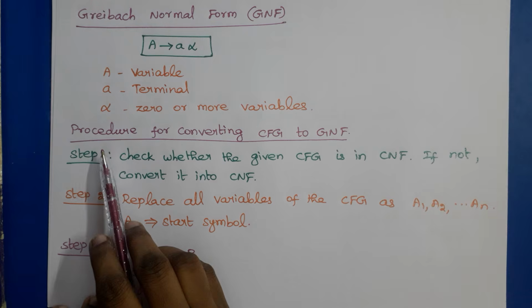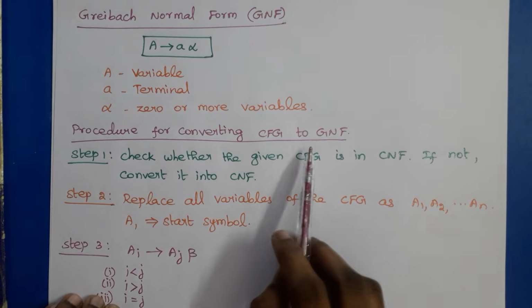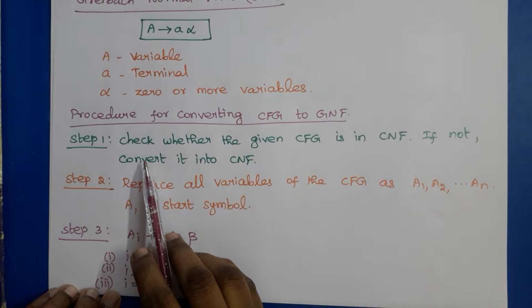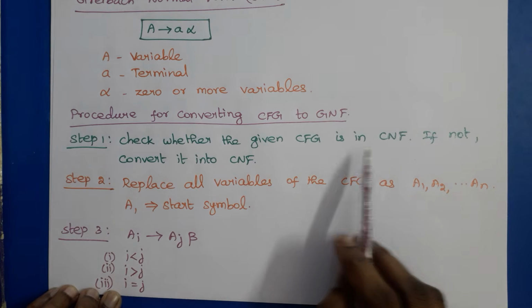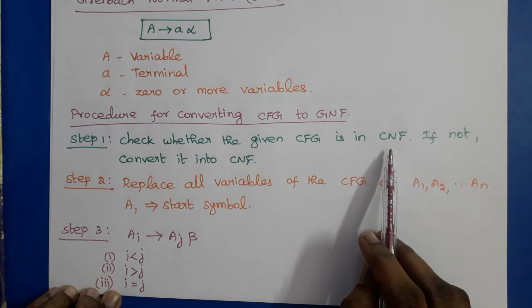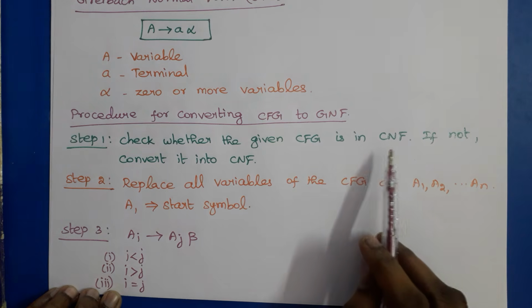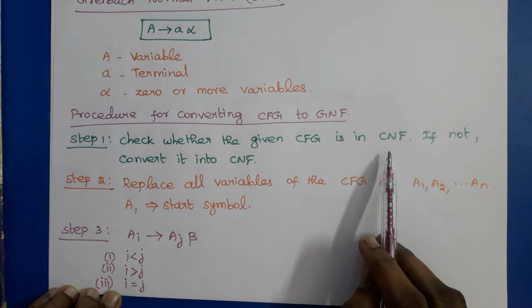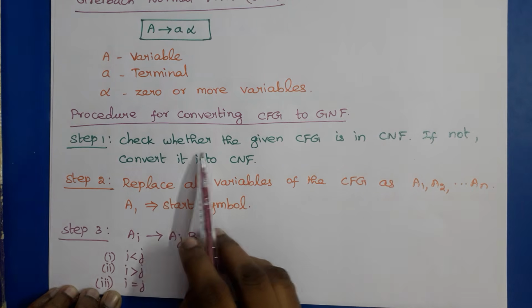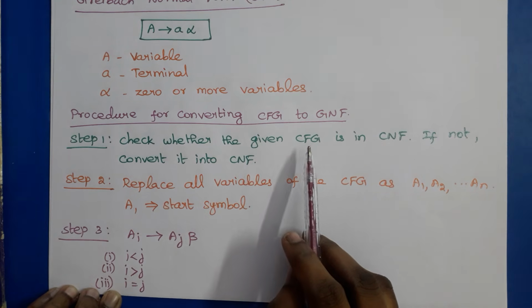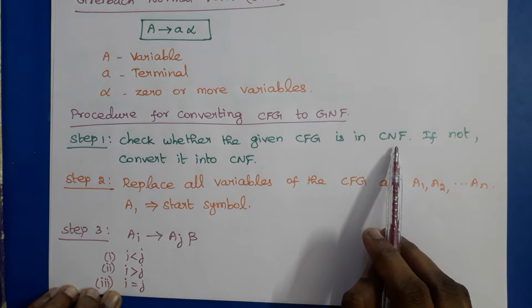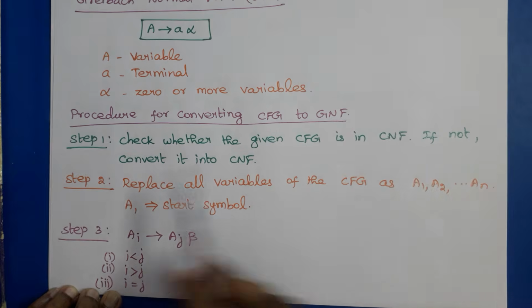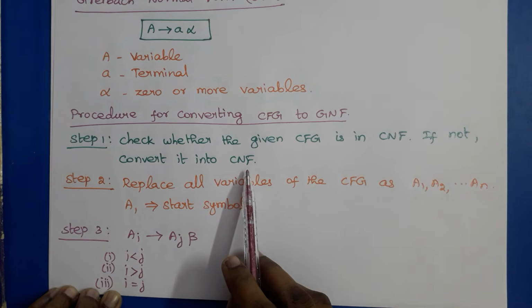Next, we need to know about the procedure for converting CFG into GNF. So here the first step is we need to check whether the given grammar is in CNF format or not. CNF means Chomsky normal form. We have already discussed Chomsky normal form. That link is given in the description. So we have to check whether the given CFG is in Chomsky normal form or not. If it is not in the CNF format, first convert the given grammar into CNF.